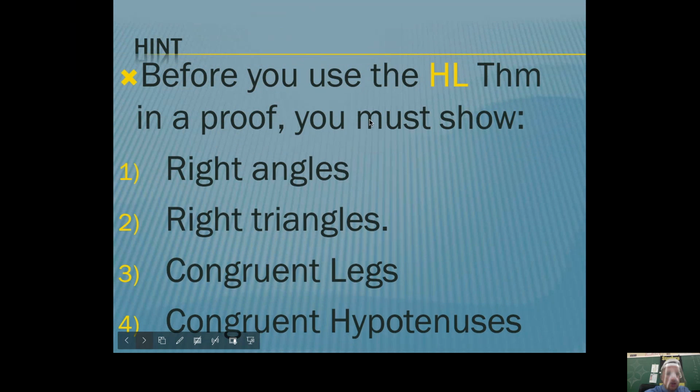So if you're going to use the HL theorem in a proof, here's what you got to show. You have to show that you have right angles. That's important because HL doesn't work unless you have right angles. You also must say that you have right triangles. Once you do that, show that you have congruent legs and congruent hypotenuses. So even though there's two letters here, it might seem like it's quicker to use HL than it is to use side angle side or side side side, but you actually have to do one more thing.